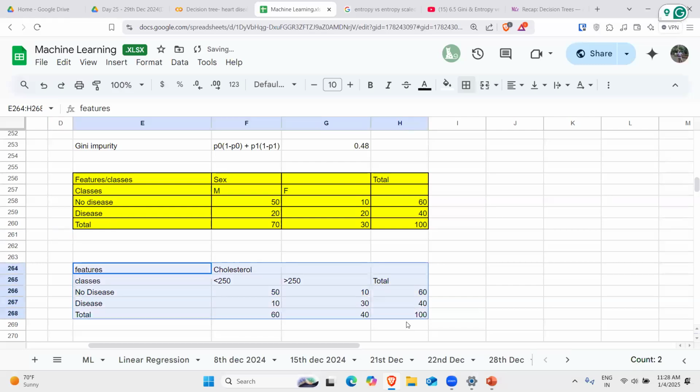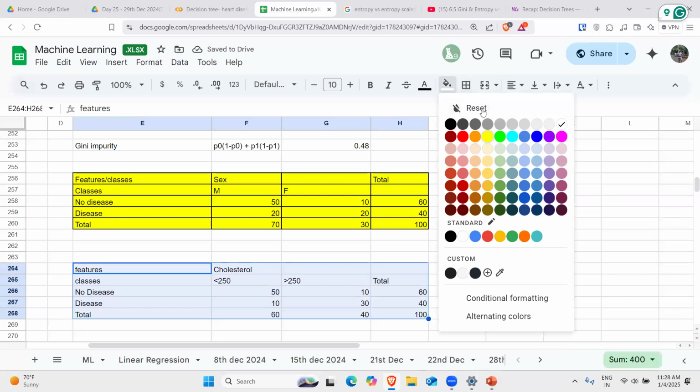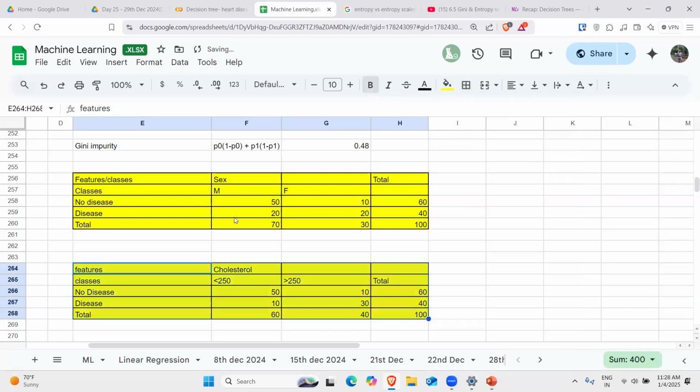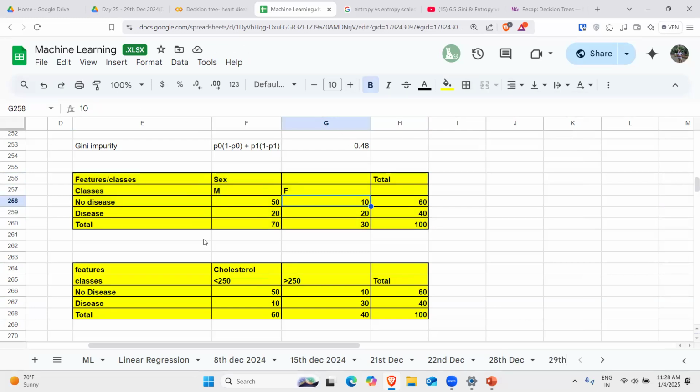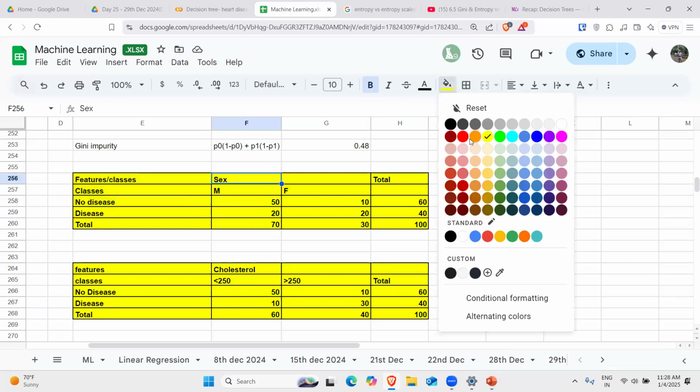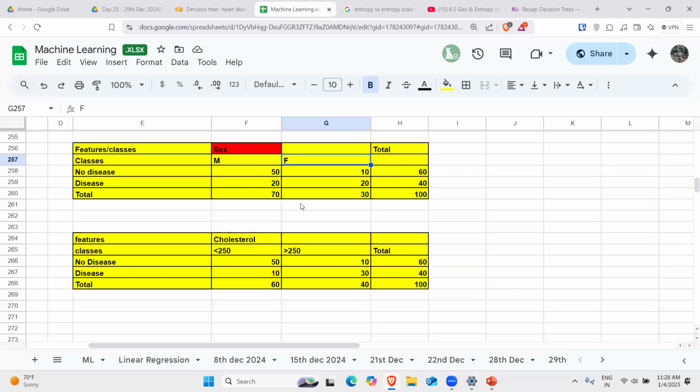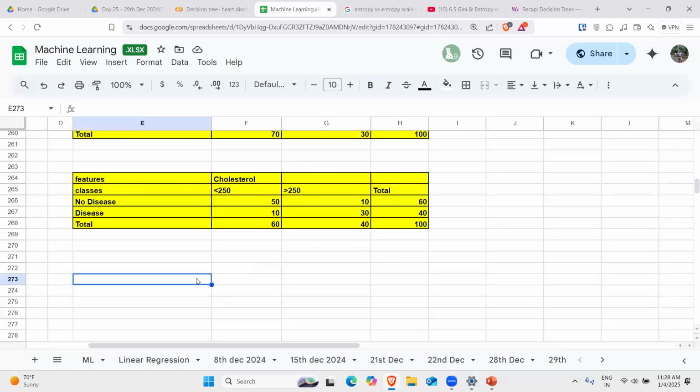So now we have these two conditions, and as you can see in the table, it shows the number of diseased and non-diseased persons with respect to the levels of the two attributes, sex and cholesterol. Let's consider the first candidate split based on sex or gender. As you can see from the first table, of the 100 people you have 70 males and 30 females.